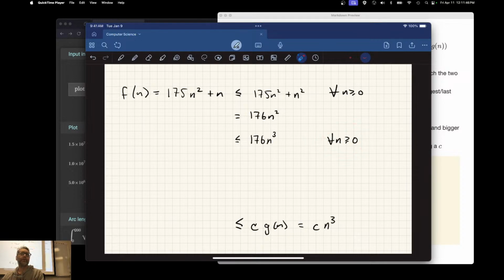Is it true for negative values? Nope. This will always be positive for negative values. This will always be negative for negative values. Right? But as long as we're in the first quadrant, this is going to work. Right? So for C being 176 and n naught being 0, the inequality holds.